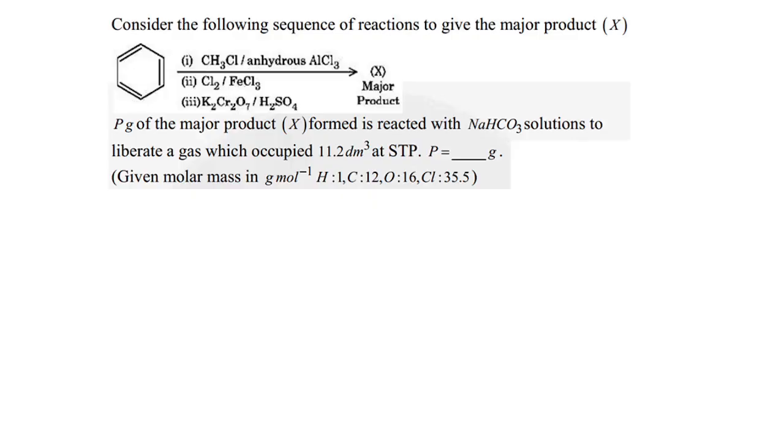So first, let's see what the product will be. If you treat benzene with CH3Cl and AlCl3, that is your Friedel-Crafts reaction, it will produce toluene as the product, right? When toluene is treated with Cl2 and FeCl3, it will give the ortho product as the major compound.